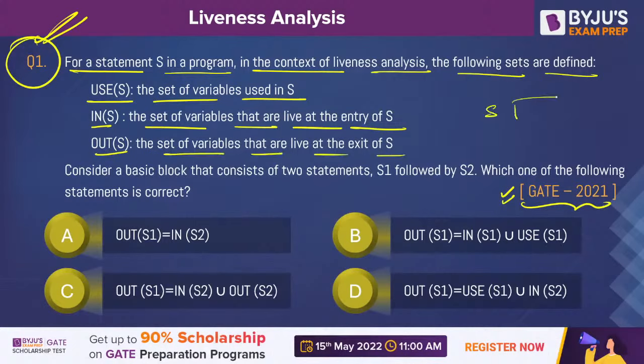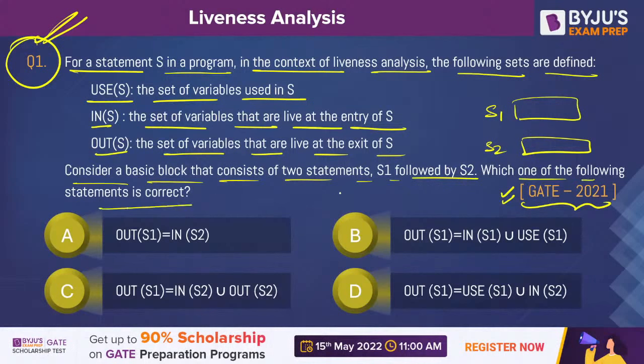So let's say you have this S. Fine. Consider a basic block that consists of two statements, S1 followed by S2. You have S1 that is followed by S2. Clear? Which one of the following statements is correct? Out-set of S1 is equal to in-set of S2. Is it correct or not?